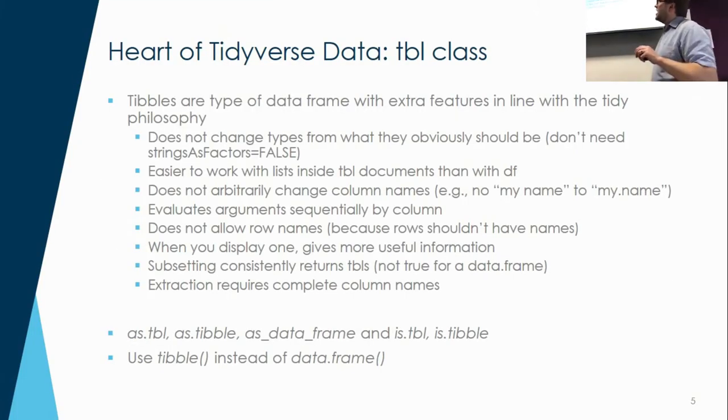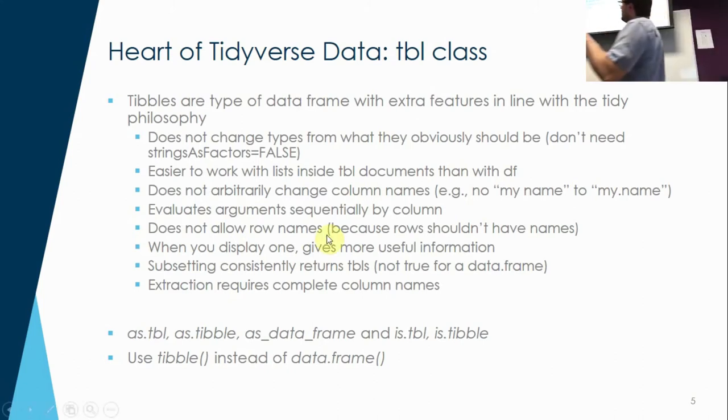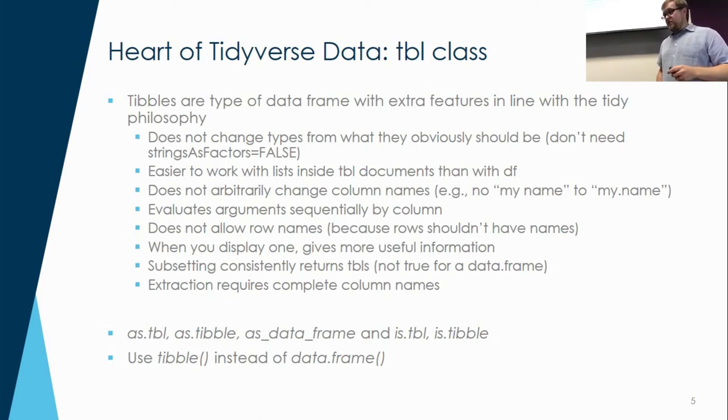And finally, extraction requires complete column names. These guys right here are how you coerce: as_tibble and as_data_frame. The way that you check is is_tibble and is.data.frame. One of the odd things that we're going to talk about a little bit later is that some of the resources that you have in DataCamp are actually slightly out of date. When DataCamp was written, these two functions did not yet exist. So that's why you learned as_data_frame. But all of these now work in the current version of dplyr. When you define data frames, you should be using tibble() instead of data.frame(). So this is just a way to automatically go straight to a tibble.